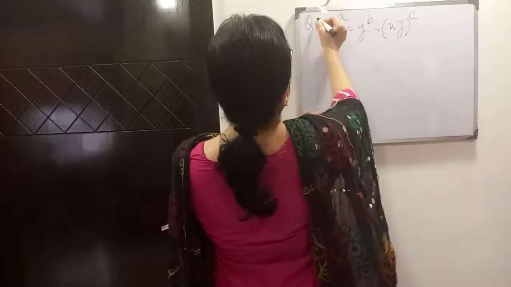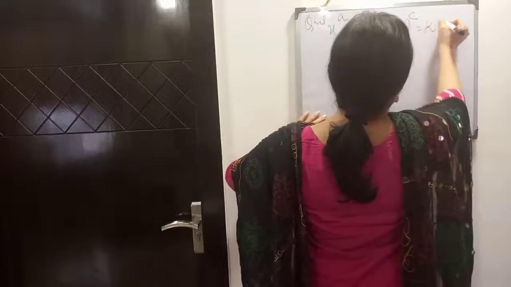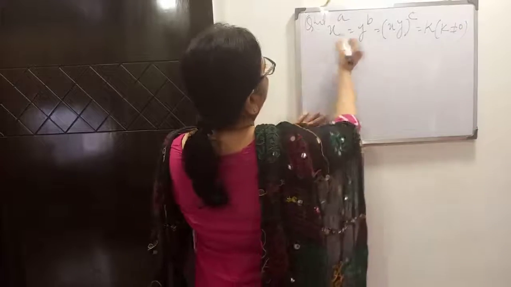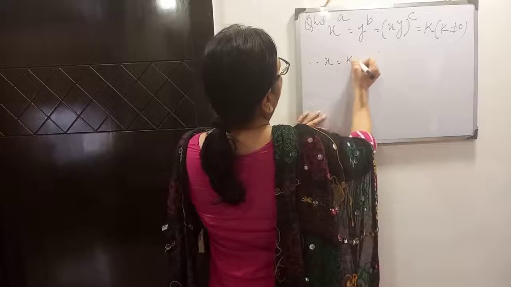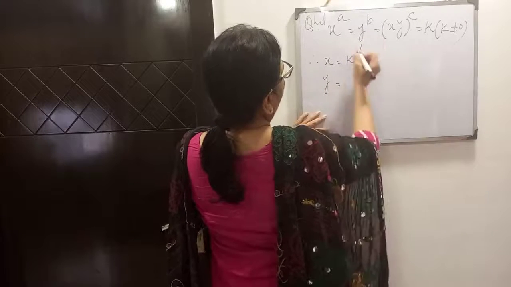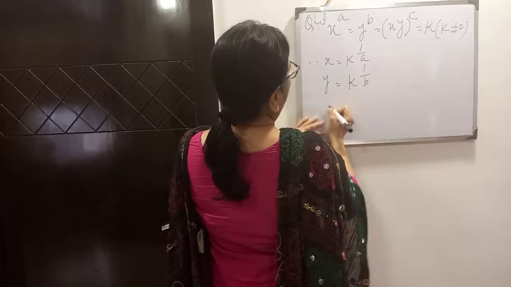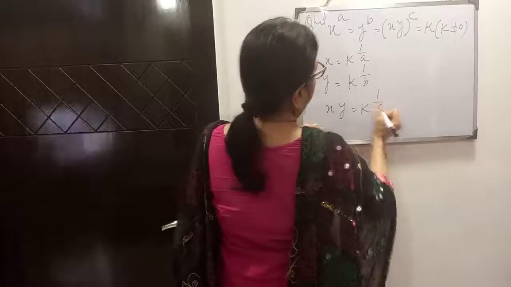Okay. Now what is given? From here we will start. Let this equal k, where k not equal to 0. So x to the power a equals k, that means x equals k to the power 1 by a. Then same way y is k to the power 1 by b, and xy is k to the power 1 by c.